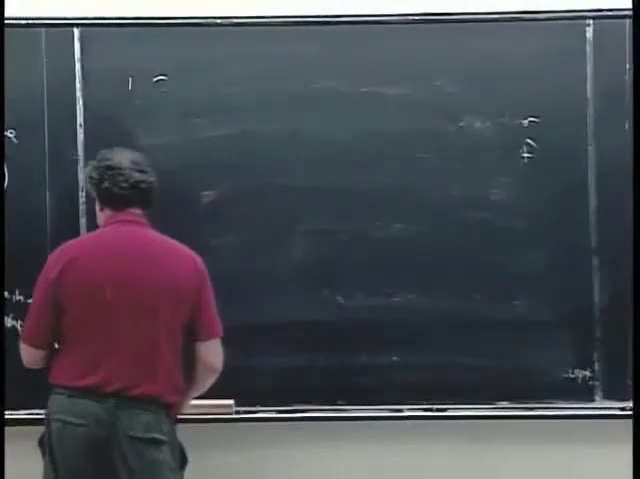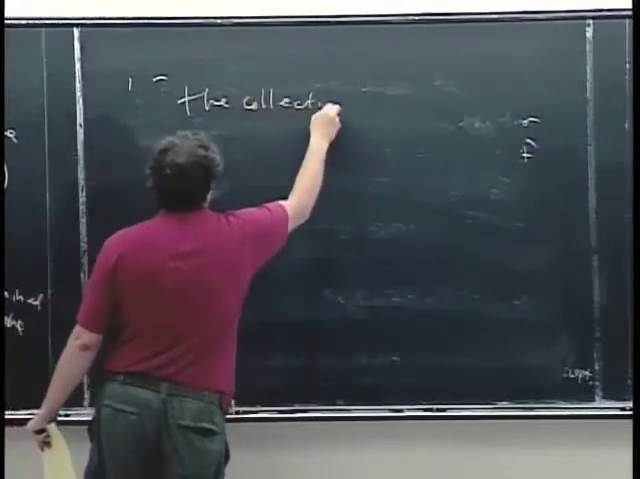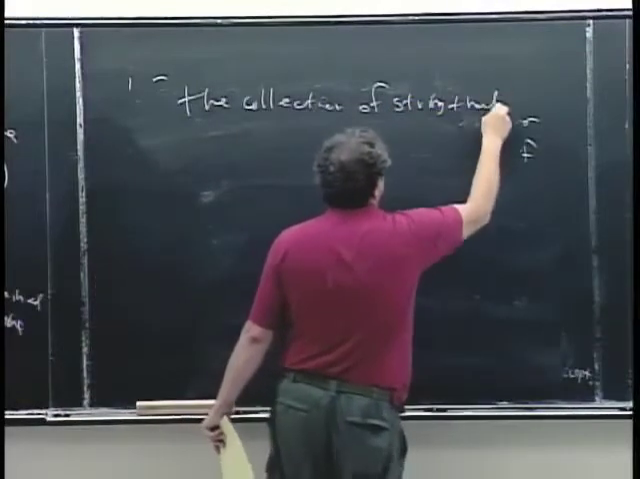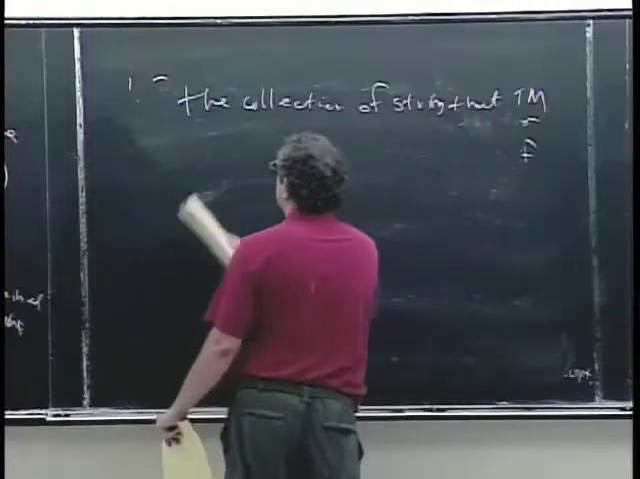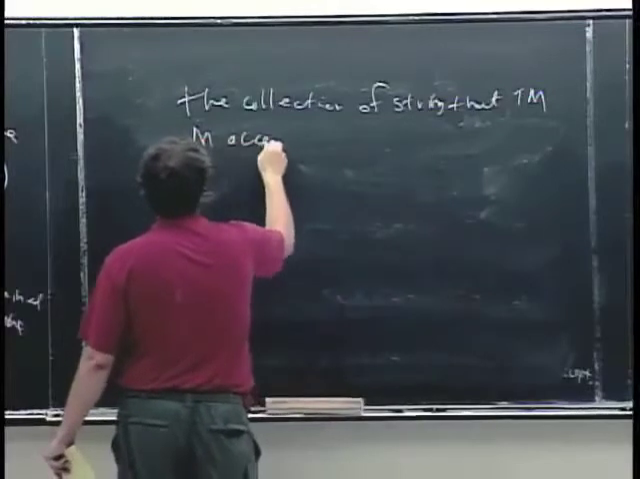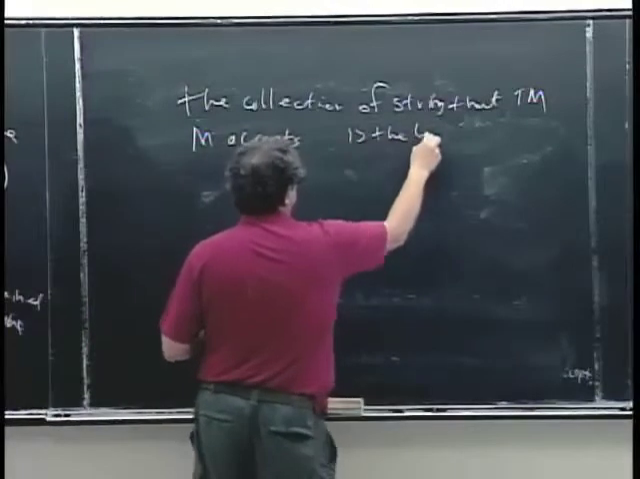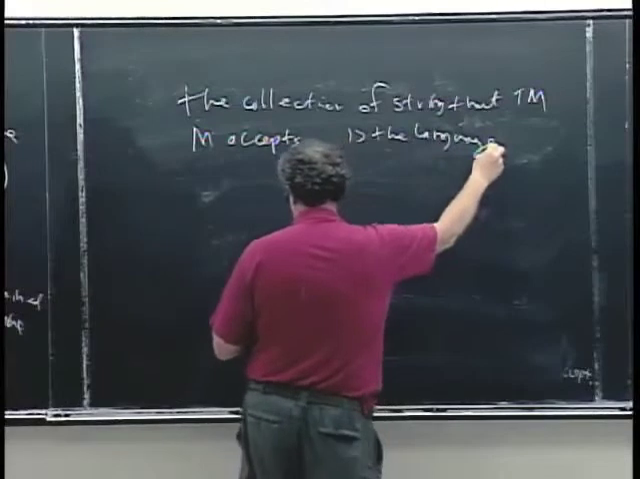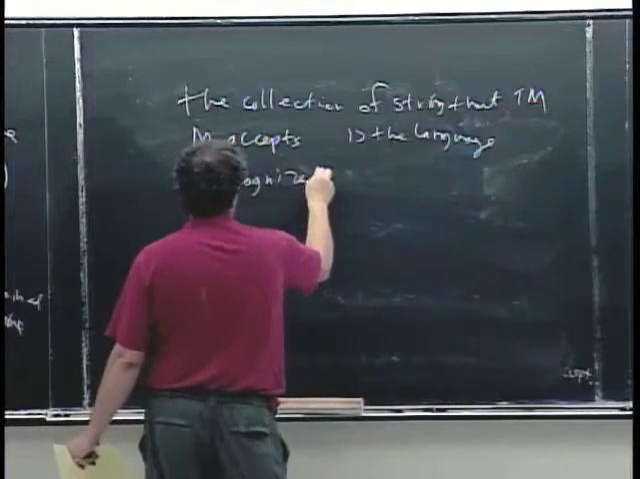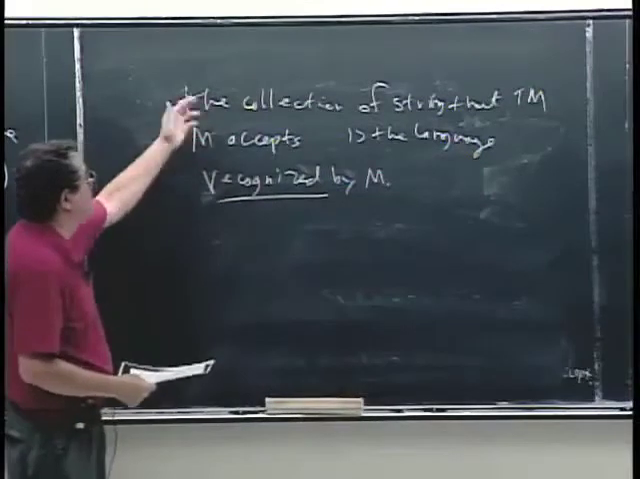Okay, so the collection of strings that the Turing machine M accepts is called the language recognized by M. Well, we used this word before, recognized.